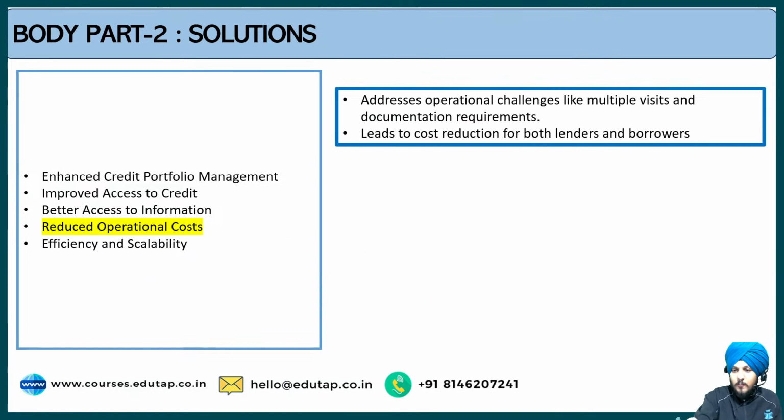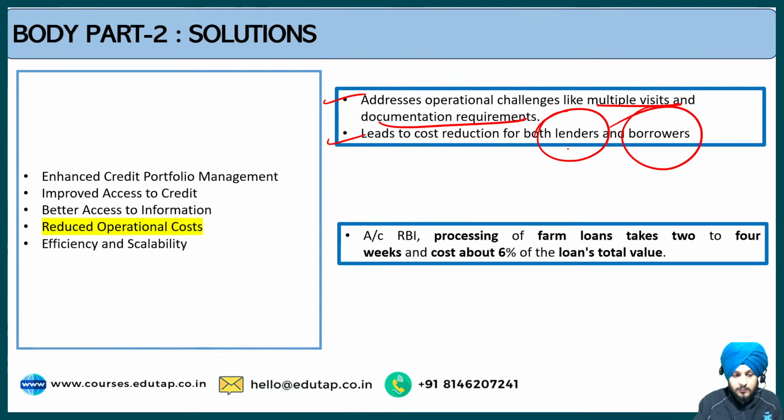So it addresses operational challenges like multiple visits and documentation requirements, and it leads to cost reduction for both the lenders and the borrowers. The last point is regarding the data that you can also add with respect to this whole reduction in the operational cost. According to RBI, the processing of farm loans takes around 2 to 4 weeks and costs about 6% of the total loan value.